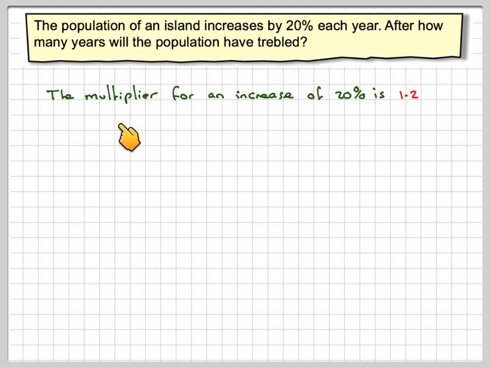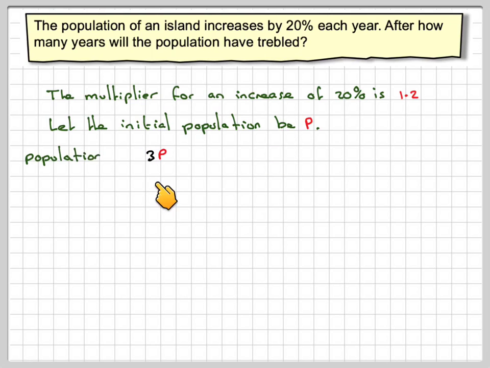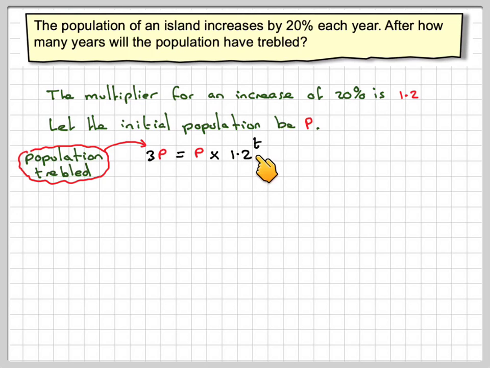So the multiplier for an increase of 20% is actually 1.2. So let the initial population be P. We're not told what the population is. Then we want to know what 3P is, because we want to know when it has trebled. And so that will be equal to the original population times the multiplier raised to a power of T, where T is the time in years, which we've got to be able to find.